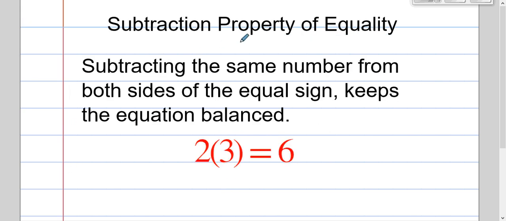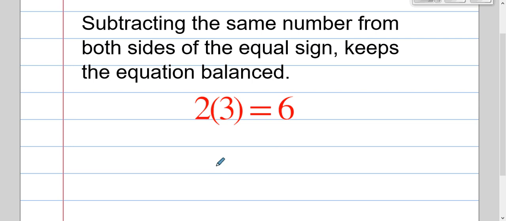The subtraction property of equality says the same thing for subtraction. So basically, if I want my equation to stay balanced, I have to subtract the same thing from both sides. So here I've got 6 over here, 6 over here. It's a true equation. So if I subtract 2 from here, I have to subtract 2 from here in order for them to remain balanced and get 4 and 4.